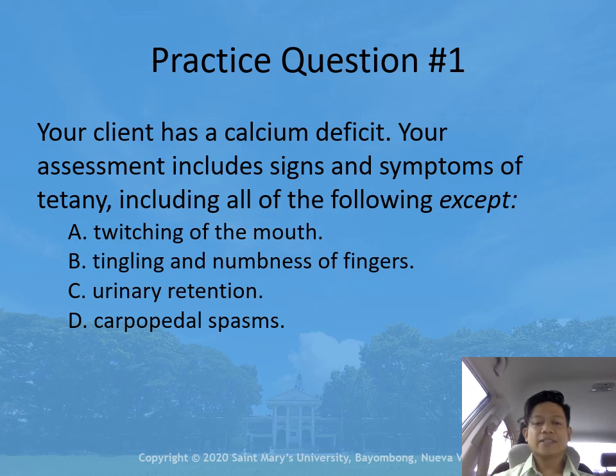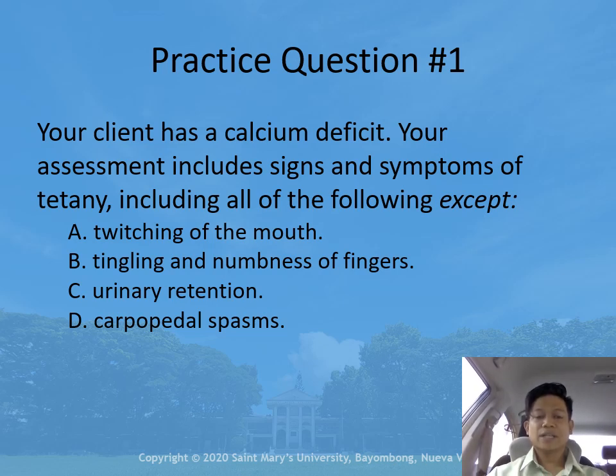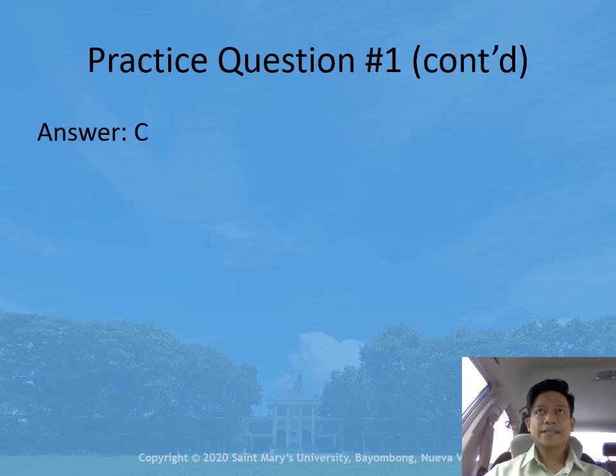Your client has a calcium deficit. Your assessment includes signs and symptoms of tetany, including all of the following except: twitching of the mouth, tingling and numbness of fingers, urinary retention, carpopedal spasms. The answer is C.